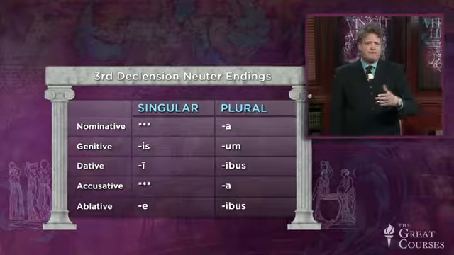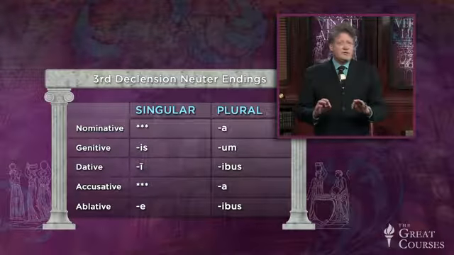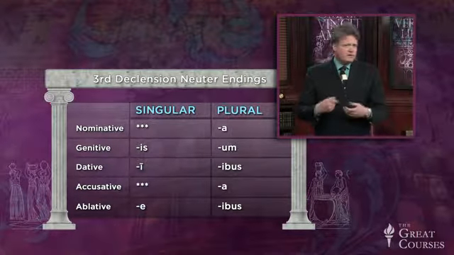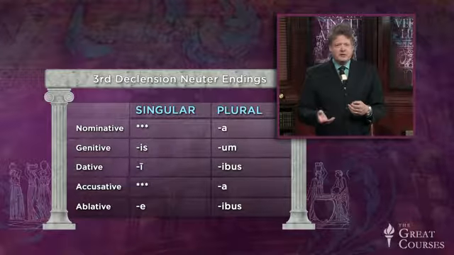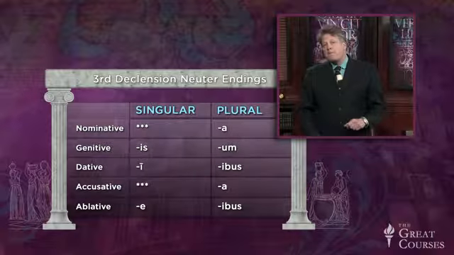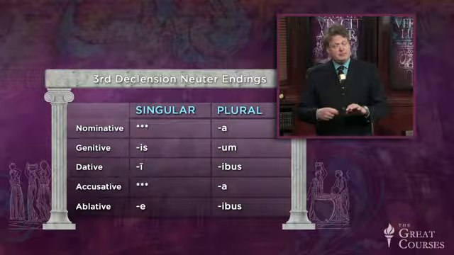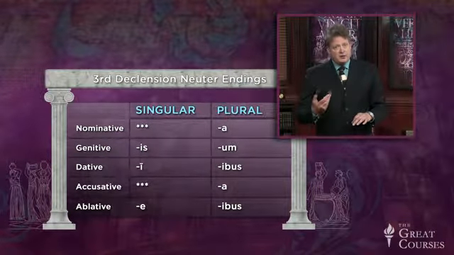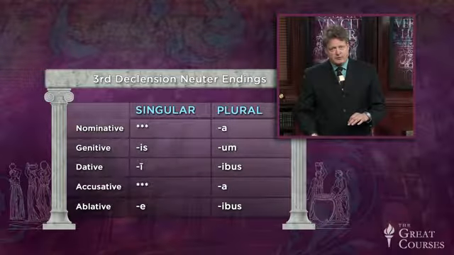Let's try the whole thing. Please repeat after me, but wait until I've done all 10 endings, because I'll pause briefly after the singular, but only enough to separate the singular from the plural. Here goes. Blank, is, i, blank, e, ia, um, ibus, ia, ibus.